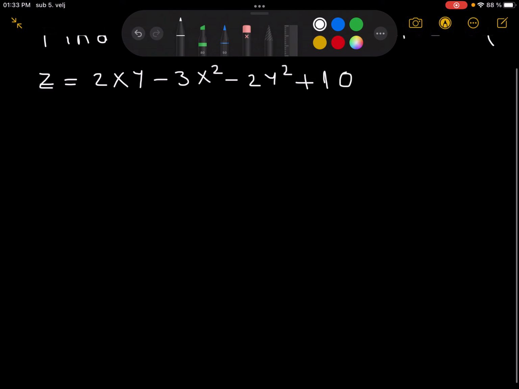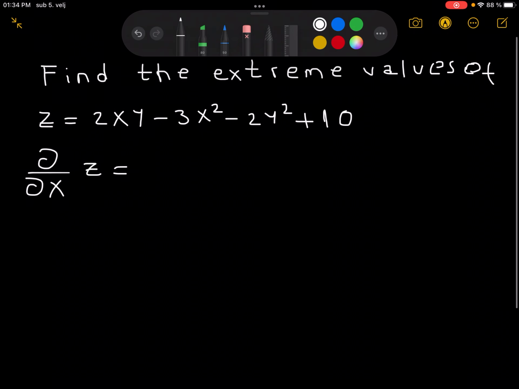So what we want to do first is take the partial derivatives of z with respect to x and with respect to y. So delta over delta x, this is how we write down partial derivatives. Instead of d, we put this strange delta. So it is equal to 2 times y minus 6x, okay?